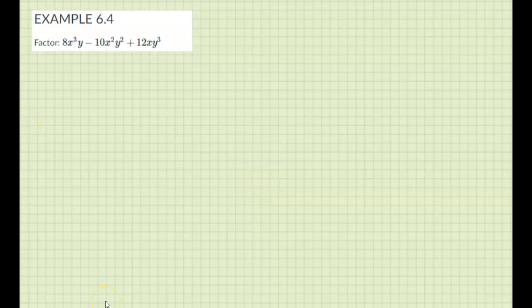Right, so in this example, we're factoring out the greatest common factor. So let's look at all the numbers, 8, 10, and 12. They all divide by 2. All right, so we're going to put a 2 in front of the parentheses.